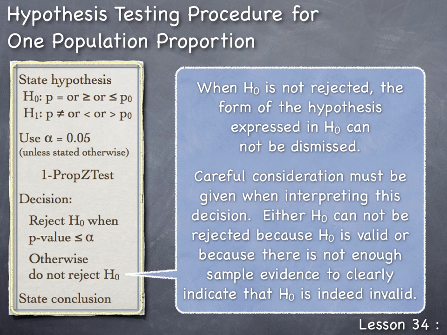When H0 is not rejected, that is, when the p-value is not less than or equal to alpha, the form of the hypothesis expressed in H0 cannot be dismissed. Now, careful consideration must be given when interpreting this decision. That's because either H0 cannot be rejected because H0 is indeed valid. Therefore, we do not reject our valid ideas. Or because there is not enough sample evidence to clearly indicate that H0 is indeed invalid. That is, it may be the case that H0 is not valid. We just don't have sufficient sample evidence to indicate this beyond a reasonable doubt.